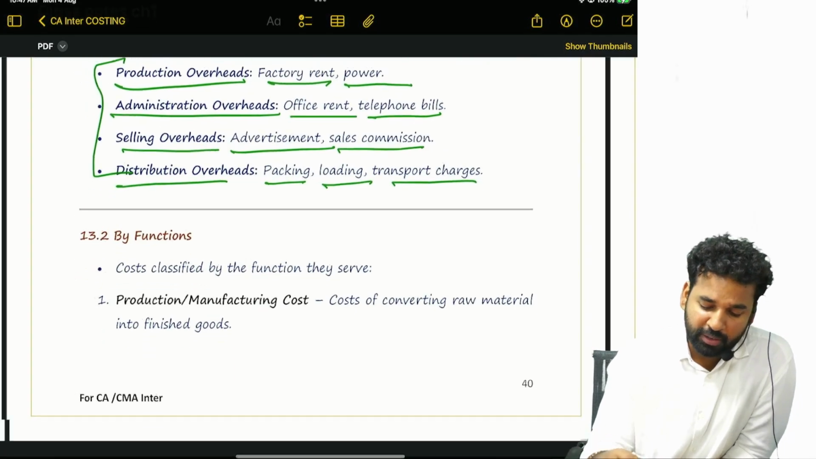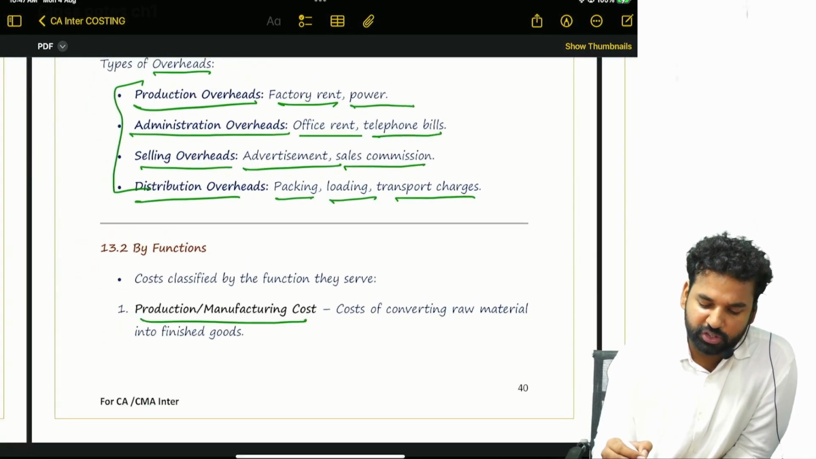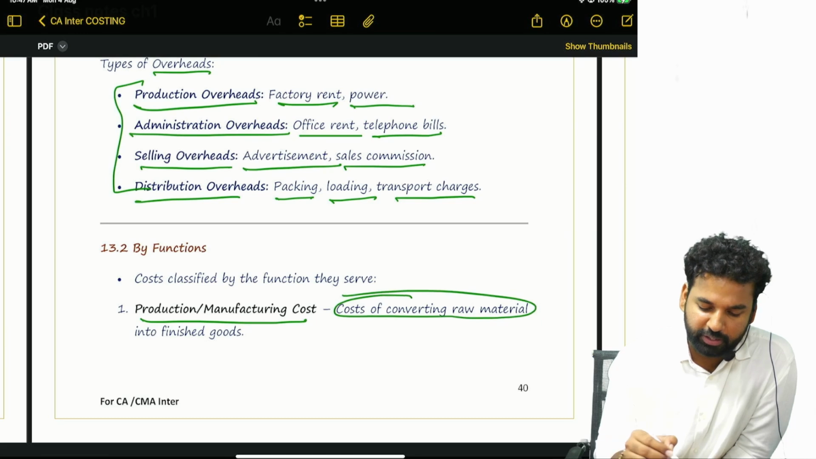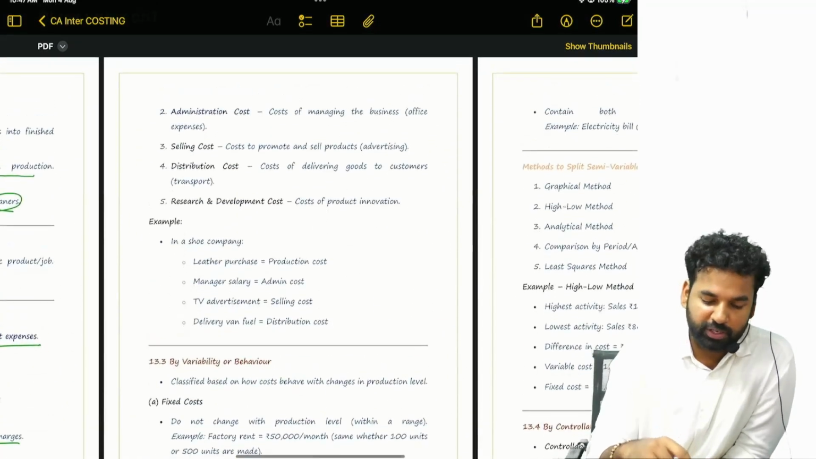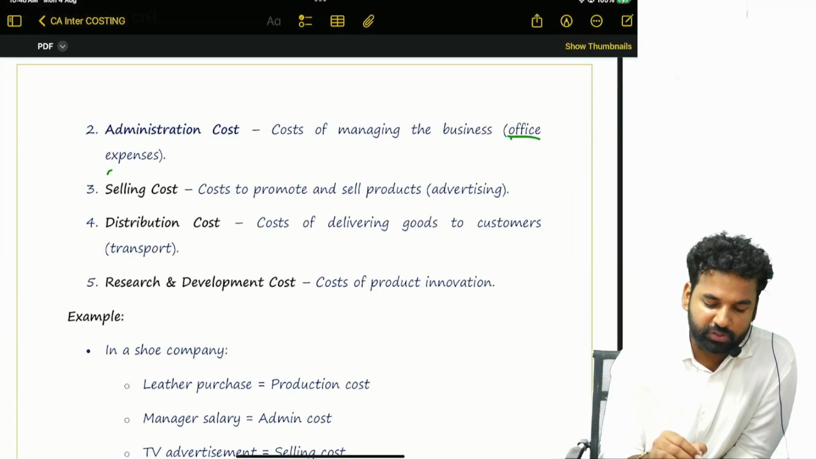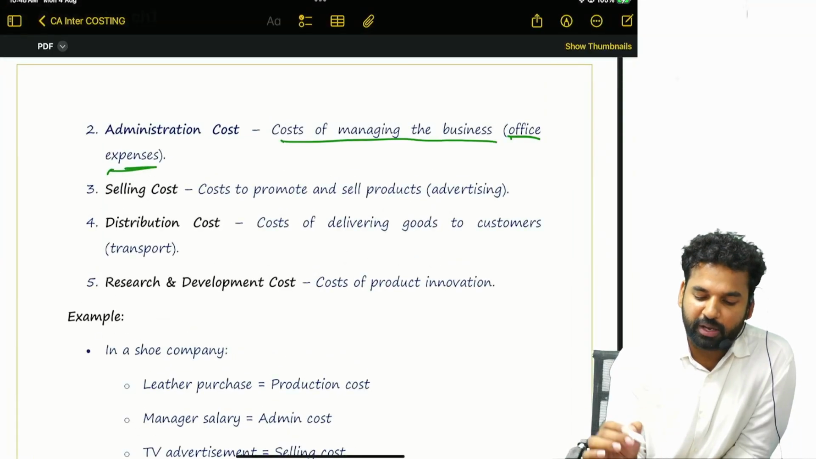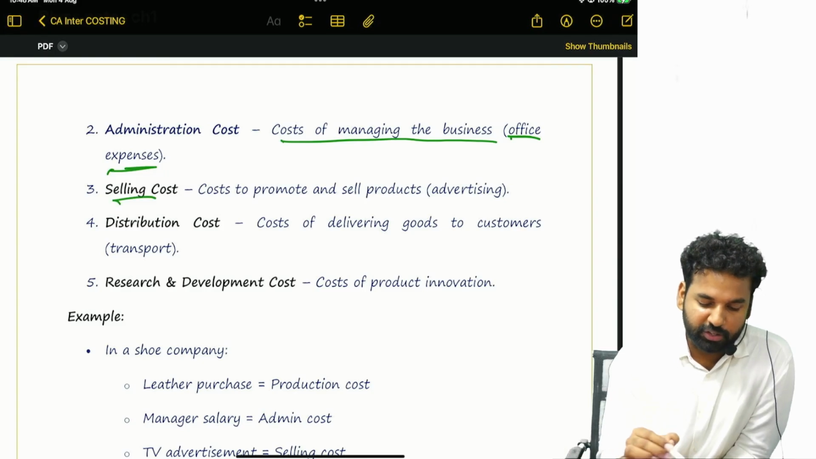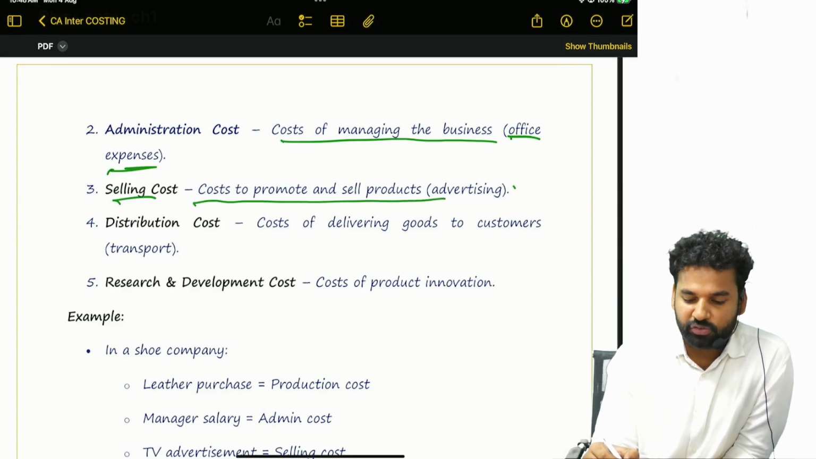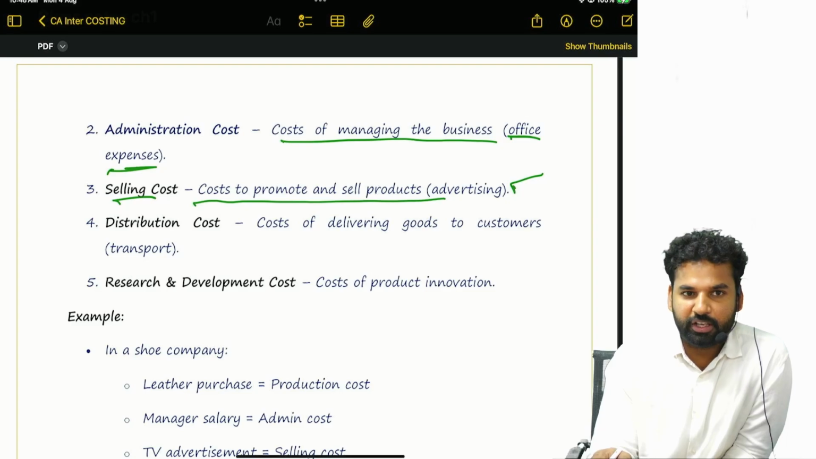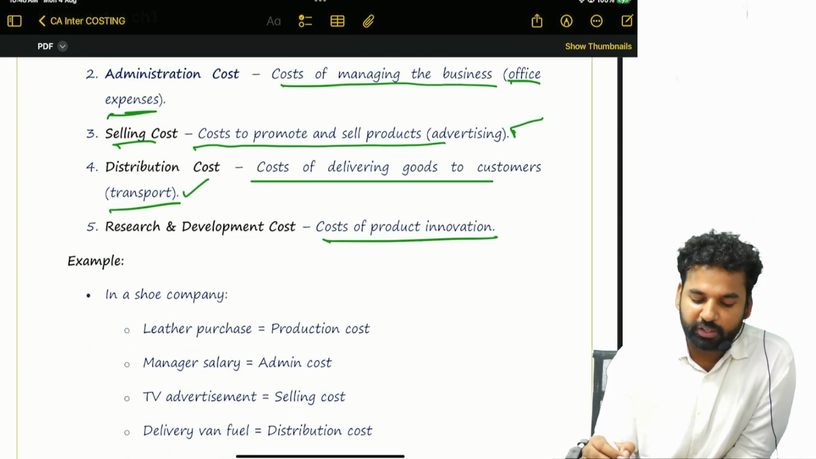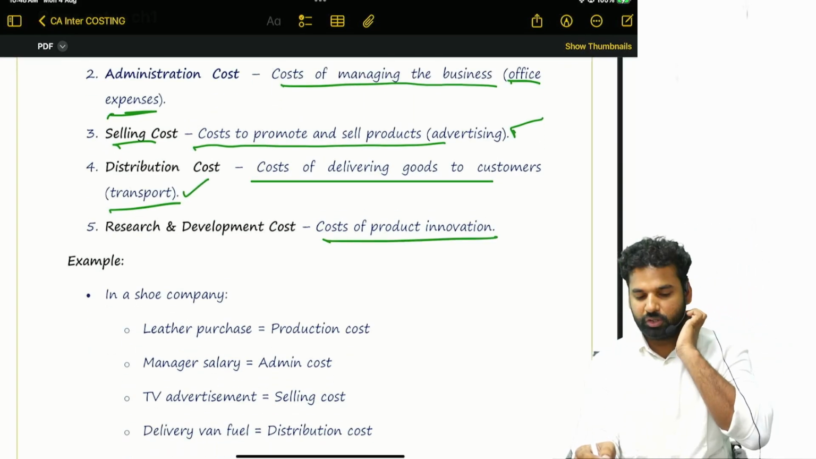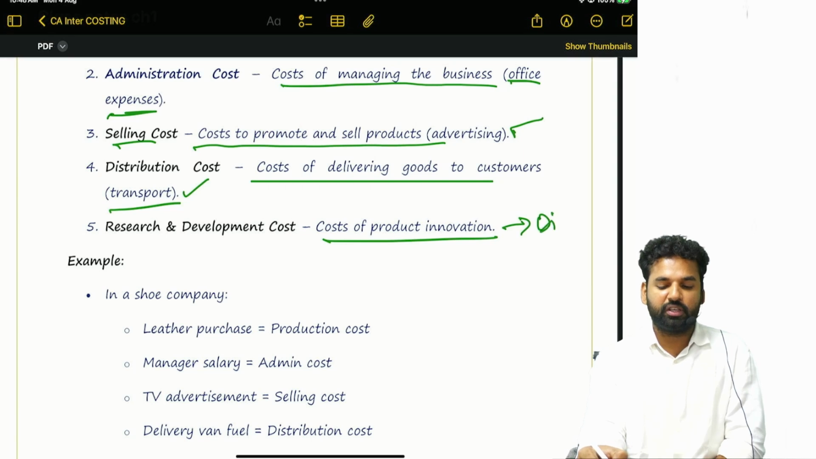Next, by functions, production or manufacturing cost means the costs of converting raw material into finished goods, direct costs, at the factory. Next, administration cost: generally in the office, the cost of managing the business. Next, selling cost: cost to promote and sell products, which is advertising cost. Cost of delivering the goods to the customer is transportation cost, distribution cost. Cost of product innovation is research and development cost.